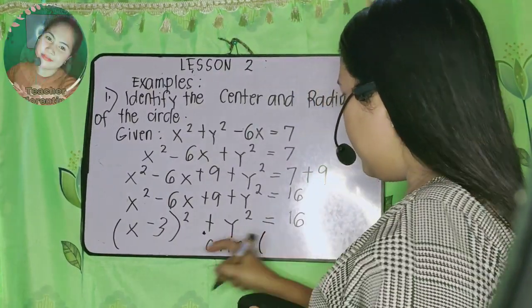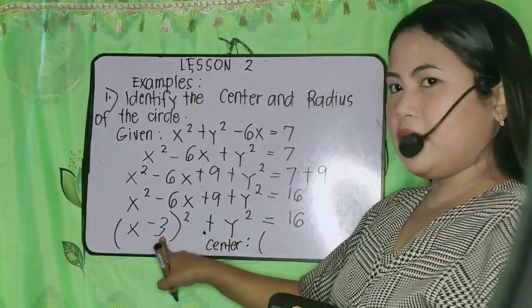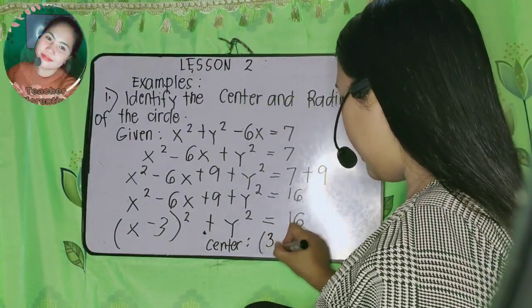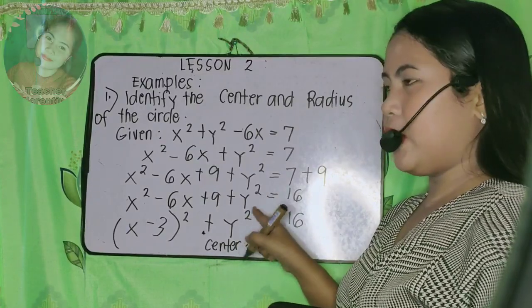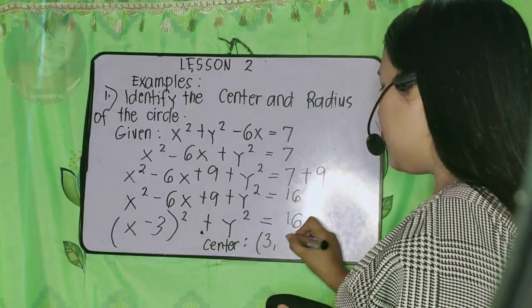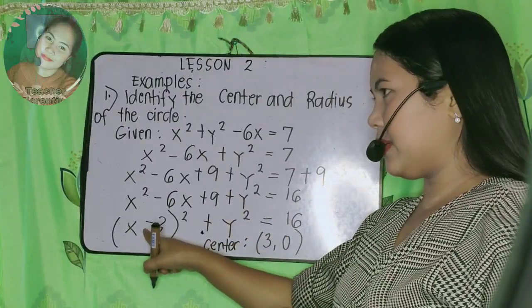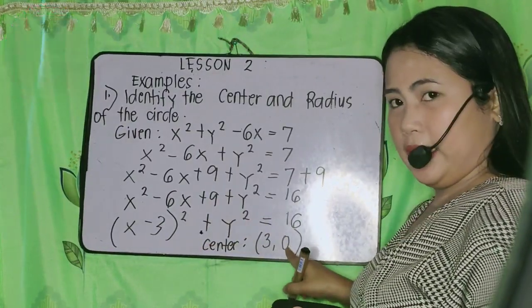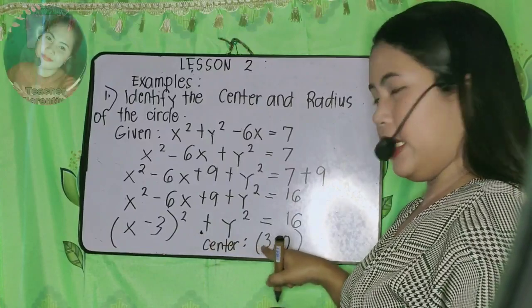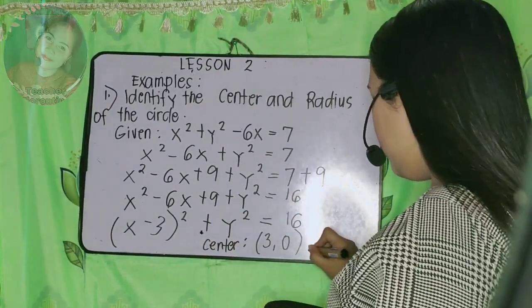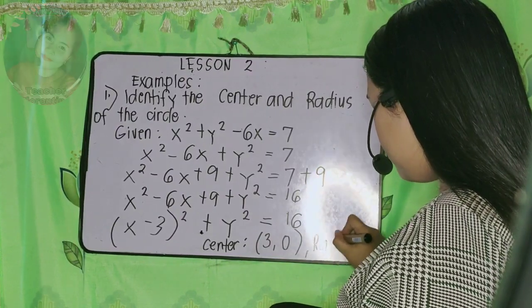We have positive 3, negative 3 to, magiging positive 3. Okay. Then, since y squared siya, walang kasama, so understood na may 0. Okay po. So, pag y squared lang siya, walang kasama, like for example, negative 3, 0 lang yung y natin. Okay. So, negative 3, magiging positive 3, and then copy 0. So, that's our center.